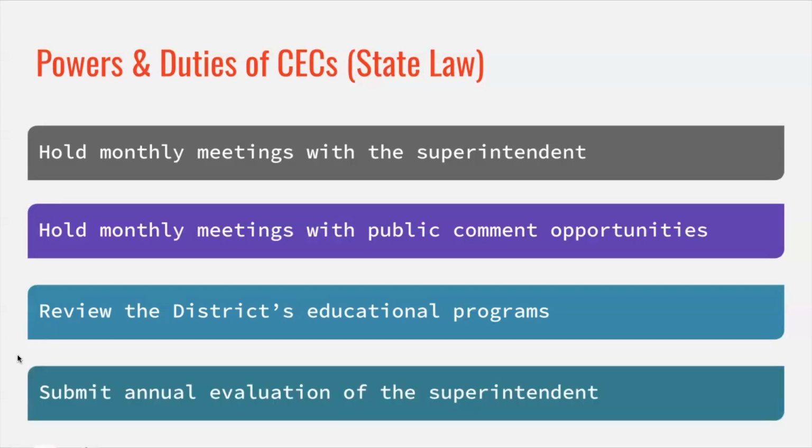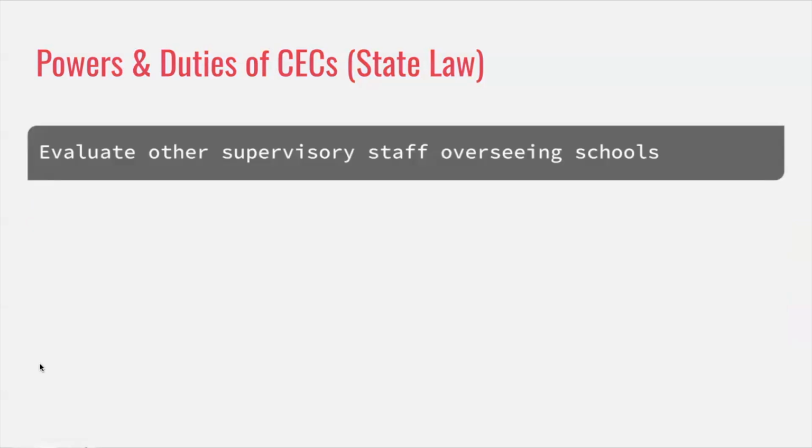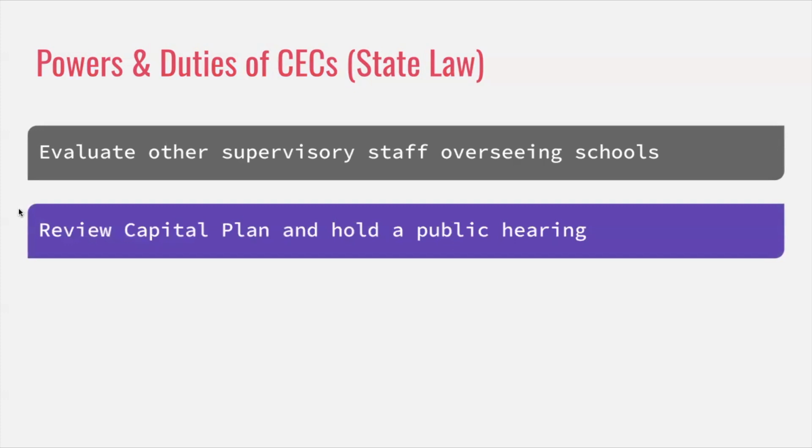You're also supposed to submit an annual evaluation of the superintendent. Most community education council members are aware of this, but it is worth remembering that this needs to be done every year in June usually. But you're also supposed to evaluate other supervisory staff overseeing schools. So this means deputy superintendents in your district are supposed to be evaluated by the CECs. To my knowledge, I don't think any CEC has done this, but the law actually does say CECs are supposed to evaluate supervisory staff, not just the community superintendent.